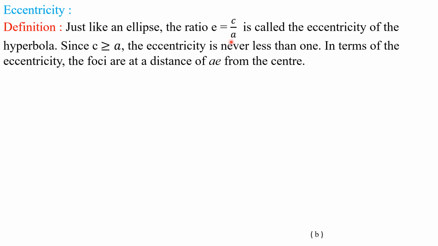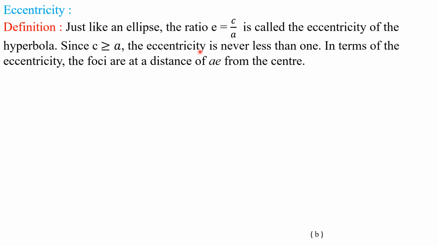Do you remember the formula to find eccentricity of an ellipse, my children? Here also same, e is equal to c by a. But here the value of c is greater than or equal to a. So eccentricity of a hyperbola is never less than 1, whereas the eccentricity of an ellipse is less than 1. Please remember this point, my children. Eccentricity of an ellipse is less than 1, whereas eccentricity of a hyperbola is greater than 1.